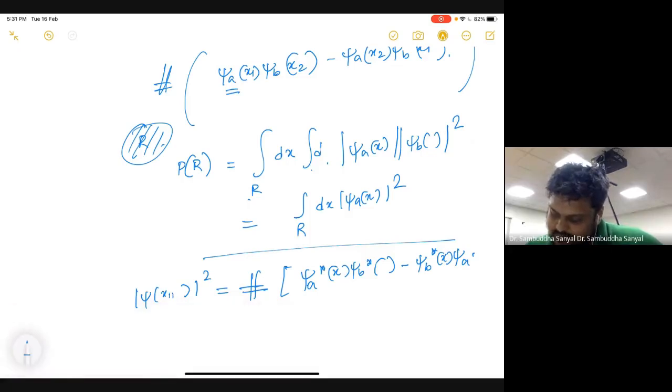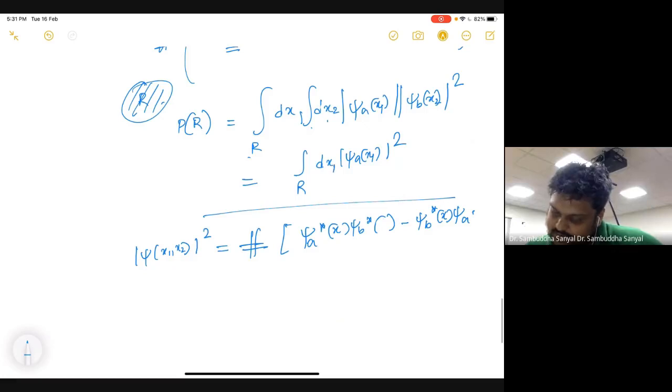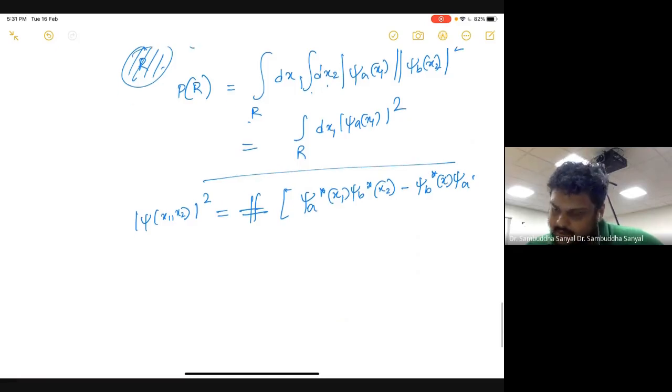This is x1, this is x2, this is x2, this is x1. This is x1, x2, this is x1, this is x2. So this square will be psi a x1, psi b x2 minus psi b x1 psi a x2. Okay.